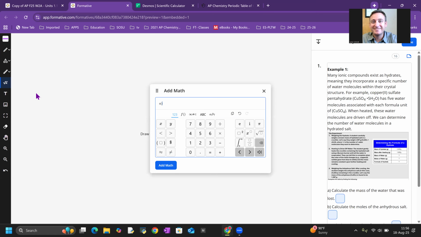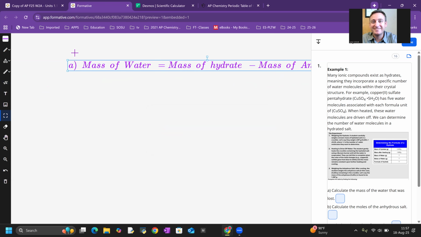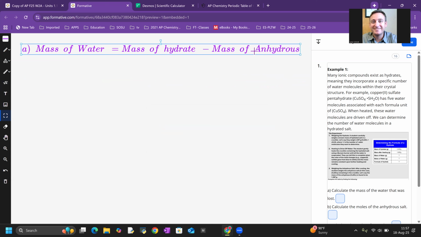And that's what we're going to show. And we have to always label our work. And if this is part A, we're going to label it part A. And we're going to say the mass of water. And we can say this is equal to mass of hydrate minus mass of anhydrous. Okay, so there we go. So that is going to give us the mass of water in the hydrate. So how do we know we have an anhydrous? We just drove off all the water by heating.